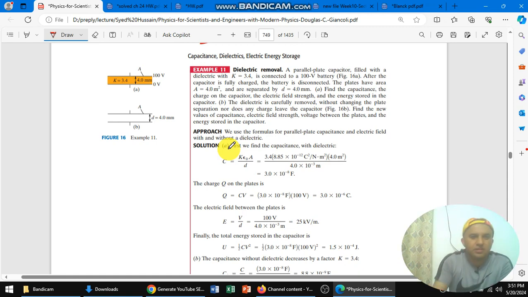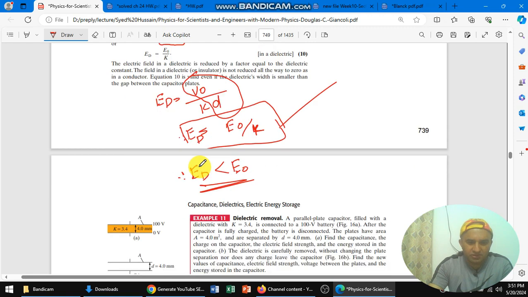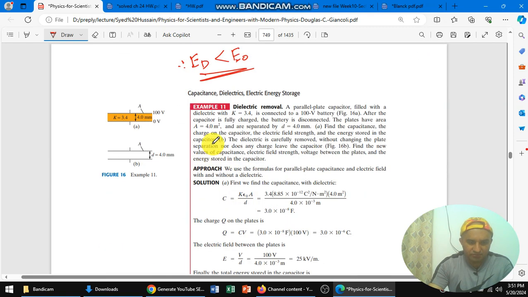Students, this is example 11. We continue. In the previous lesson we discussed the dielectric medium. In this lesson we discuss what happens when we remove a dielectric, so we need to find the capacitance in both cases. In example 11 we have a parallel plate capacitor, and the dielectric medium is present between the plates.